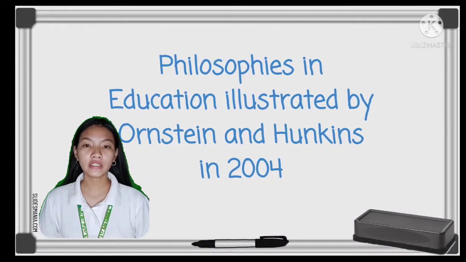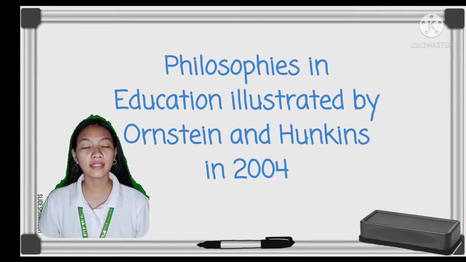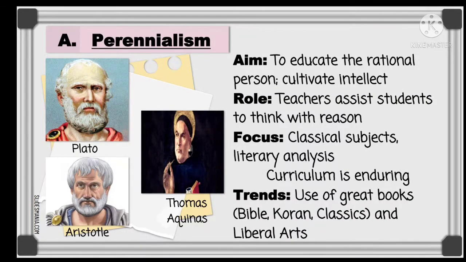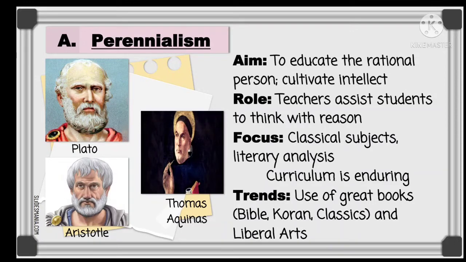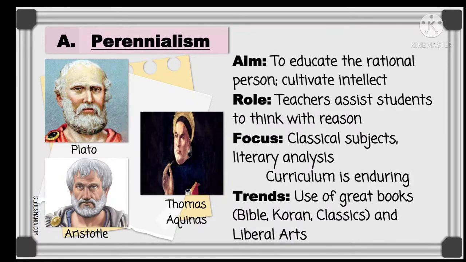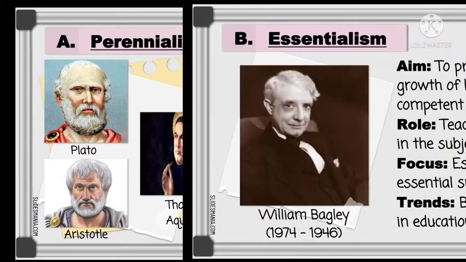There are lots of philosophies in education, but we are going to discuss what is illustrated by Ornstein and Hankins in 2004. The first philosophical foundation is perennialism. Under these are Plato, Aristotle, and Thomas Aquinas. In perennialism, the aim of education is to educate the rational person and to cultivate the intellect. So the teachers assist the students to think with reason as their role, and their focus in curriculum are the classical subjects and literary analysis, wherein the curriculum here is constant. So the trends are the use of great books such as the Bible, Quran, and classics, and liberal arts.